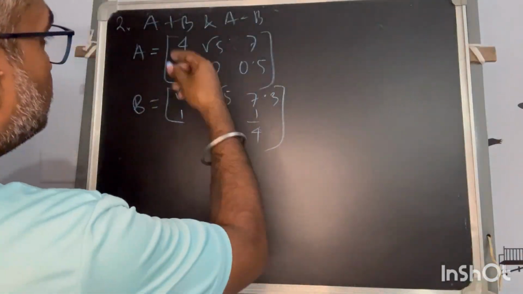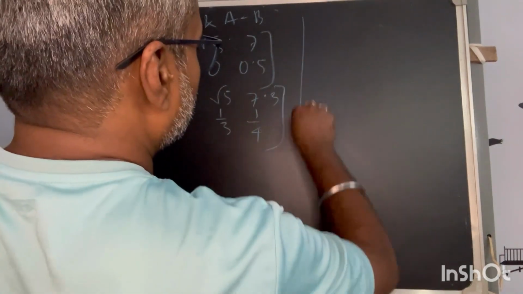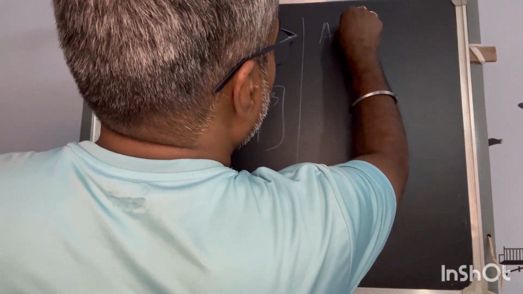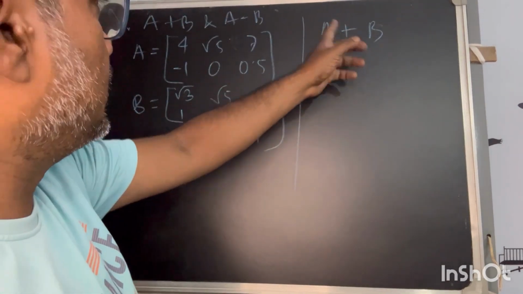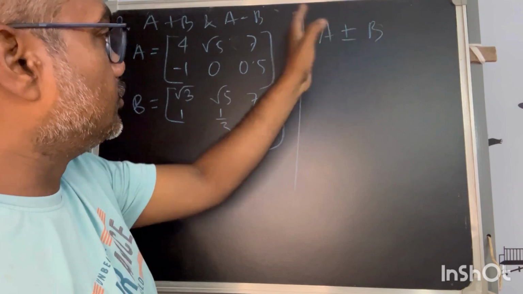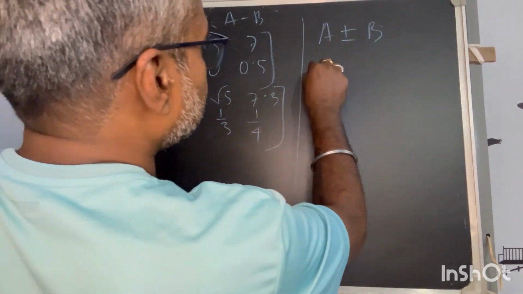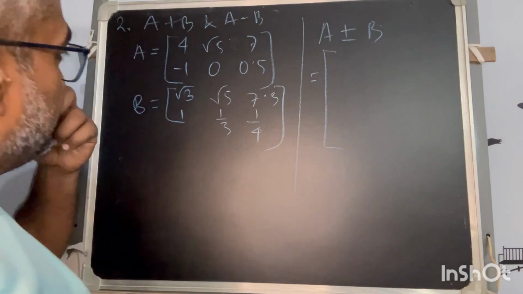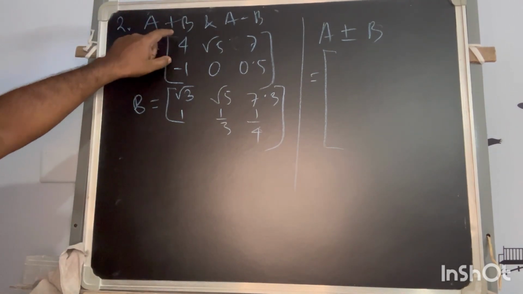Now I will do both things together because it's very easy. How will I do that? A plus or minus means that if I am adding, everything will be added, and when I am doing subtraction, everything will be subtracted. You can do it separately also, but it is a very simple problem. So what you have to do is take the respective terms and deduct them.